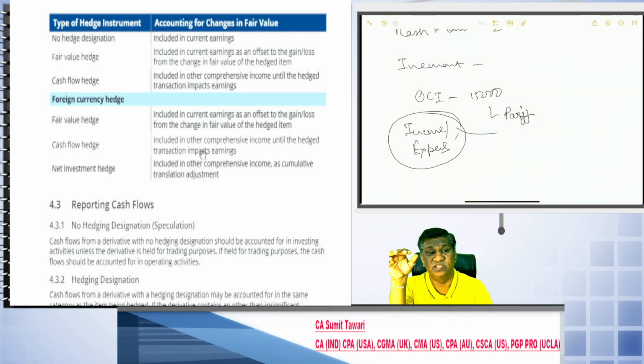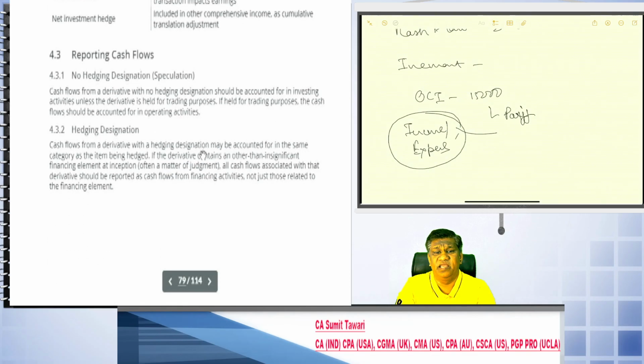Net investment, generally, is when we are doing the translation or the remeasurement. And as the subsidiary we are not going to liquidate, we are not able to settle it down. So that's why it is carried forward through accumulated other comprehensive income. Does anyone have any doubt?